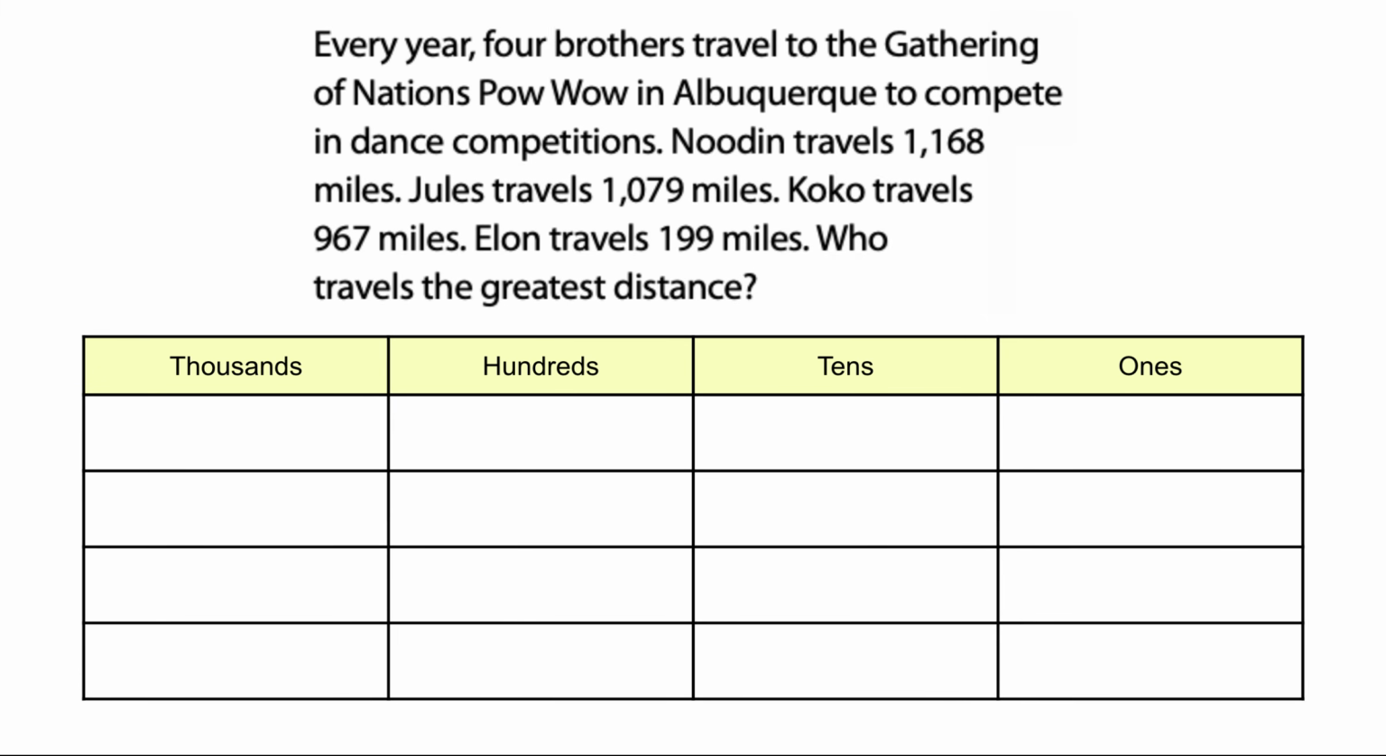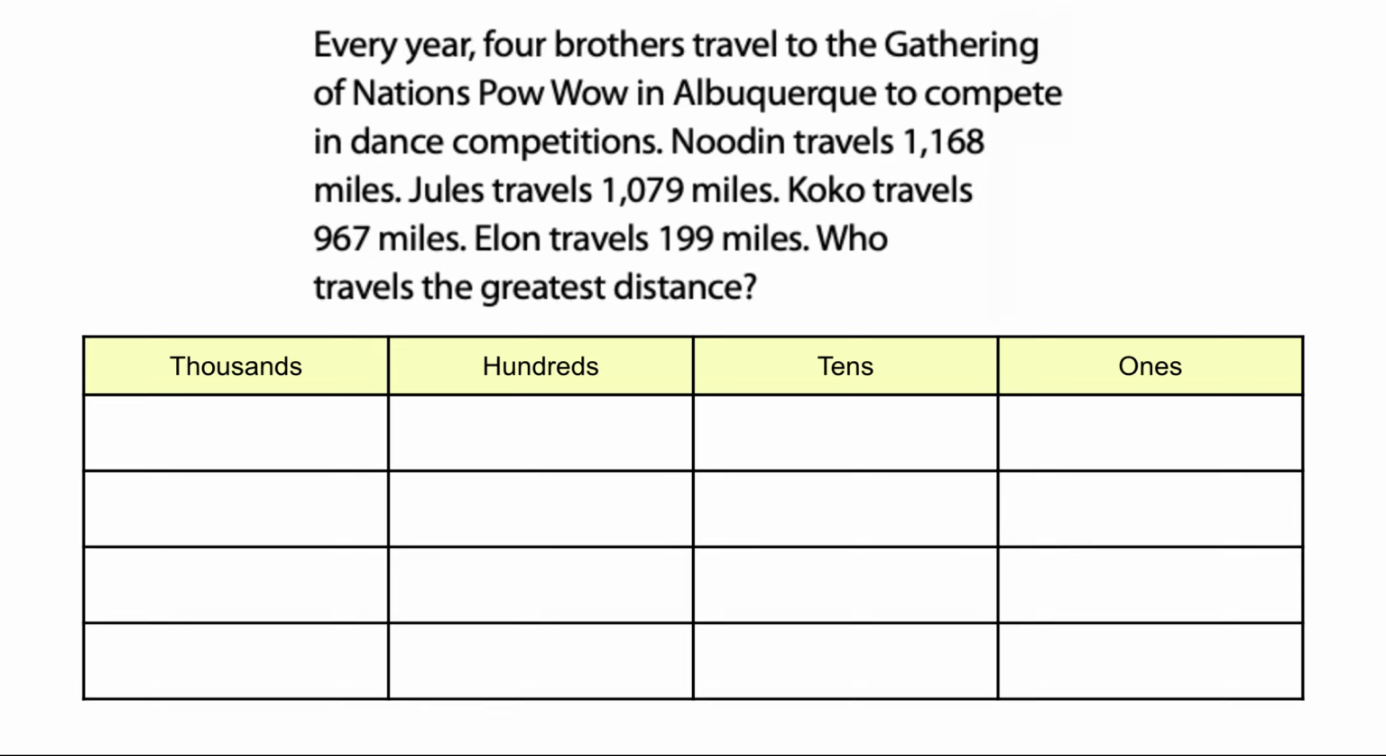And then one more problem. Every year, 4 brothers travel to the Gathering of Nations powwow in Albuquerque to compete in dance competitions. Newton travels 1,168 miles, Jules travels 1,079 miles, Coco travels 967 miles, and Elon travels 199 miles. Who can travel the greatest distance?